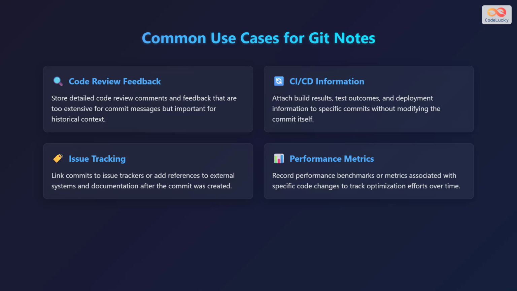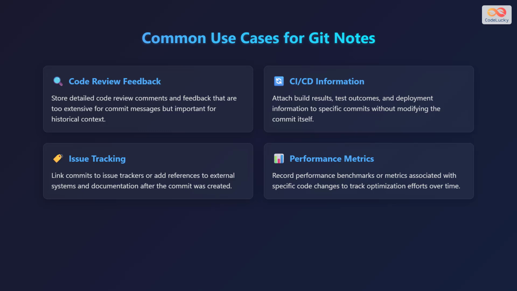Here are some common use cases for Git Notes. First, code review feedback. You can store detailed code review comments and feedback that are too extensive for commit messages, but important for historical context. Second, CI/CD information. Attach build results, test outcomes, and deployment information to specific commits without modifying the commit itself.